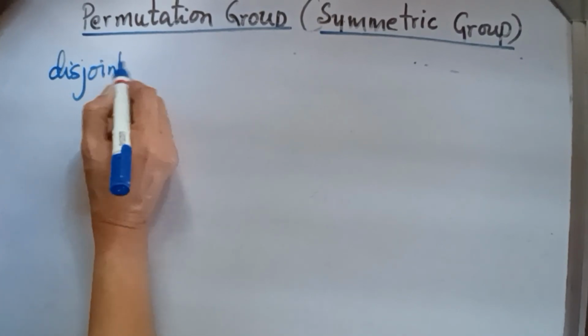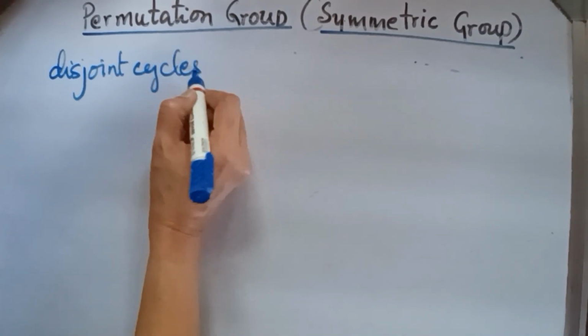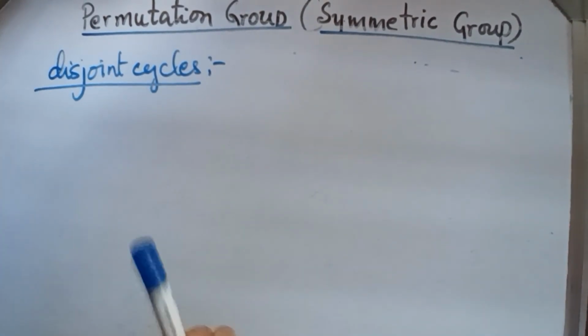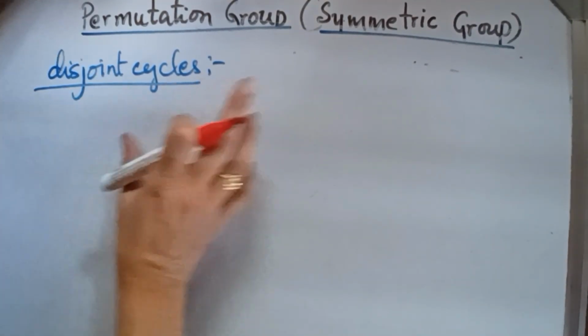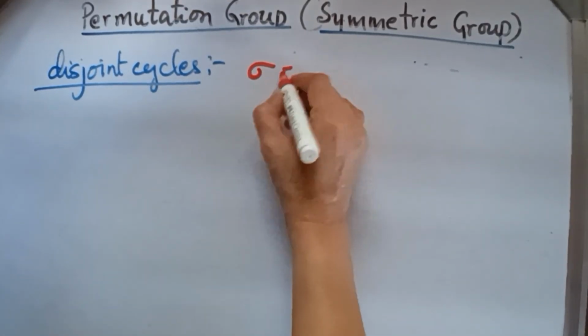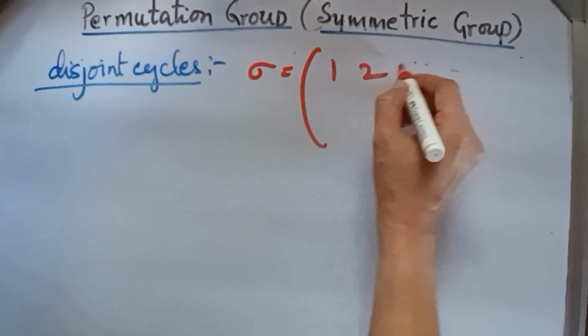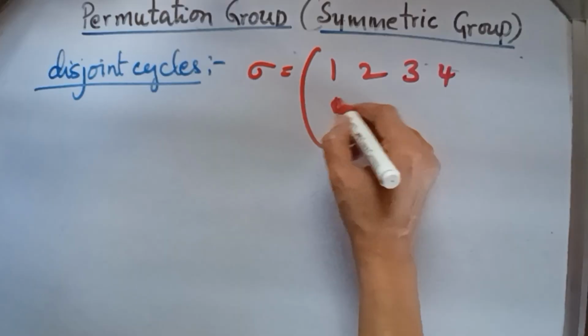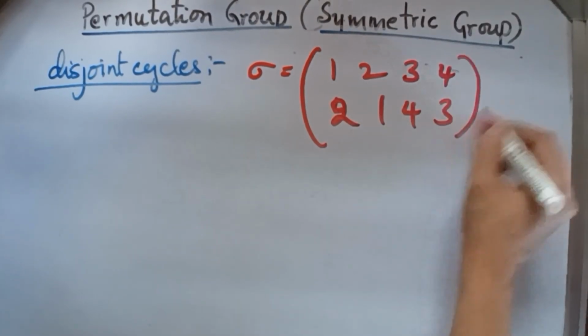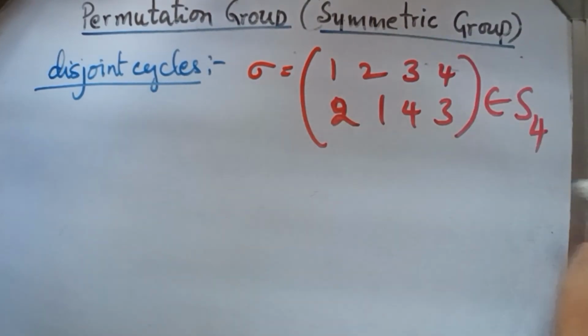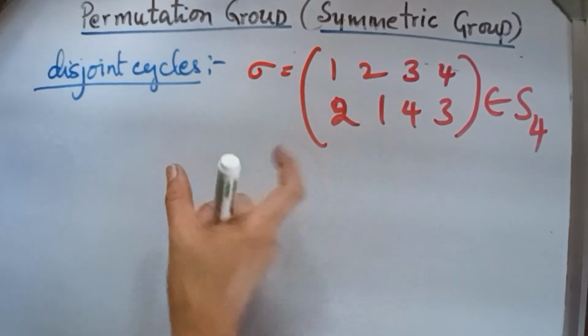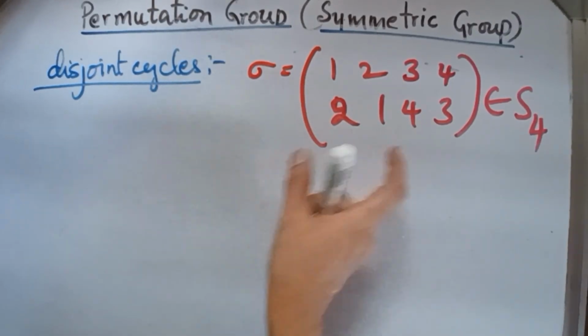Disjoint cycles. What are disjoint cycles? I'm not giving mathematical definitions here, I'm just explaining using an example. I'll give you a permutation sigma equal to 1, 2, 3, 4 mapping to 2, 1, 4, 3. This is one of the elements of S4. S4 has totally 24 elements. I have given you one permutation, or one bijection.